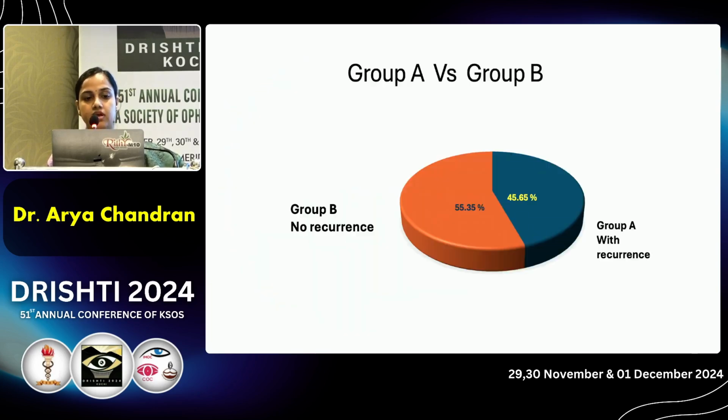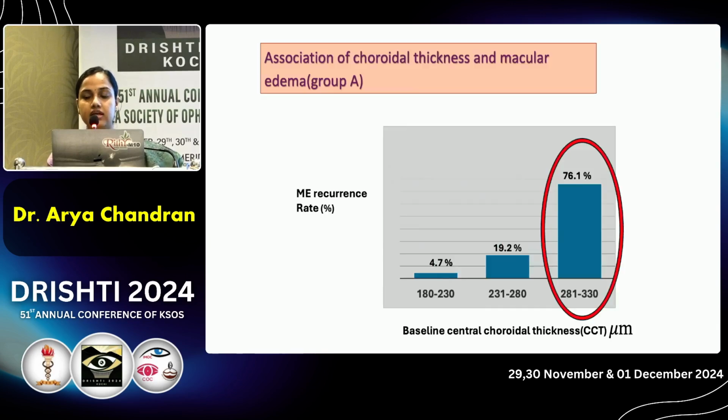Results. About 55% of patients show no recurrence of macular edema, and 45% of patients show recurrence of macular edema. This graph shows the relationship between baseline central choroidal thickness and macular edema recurrence rate. Patients with a baseline choroidal thickness of 281 to 330 micrometers show a high macular edema recurrence rate.